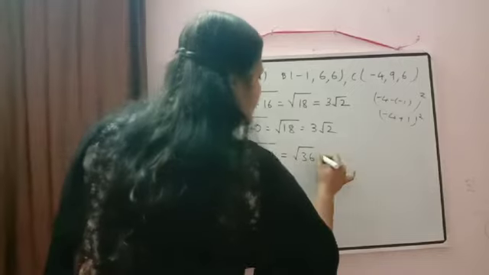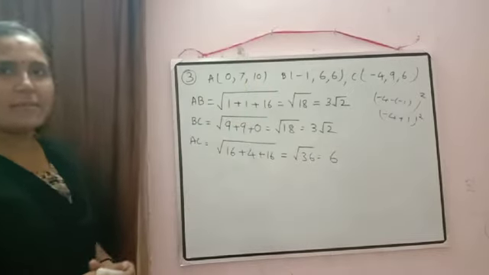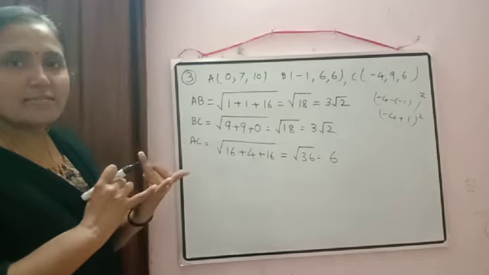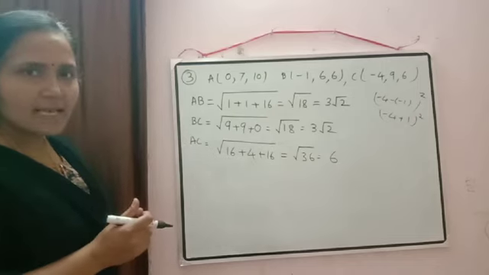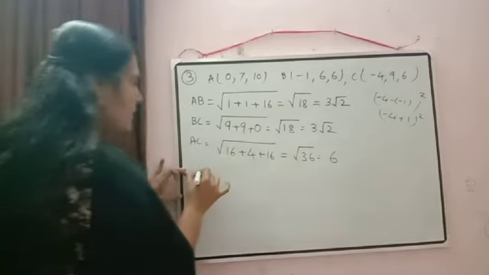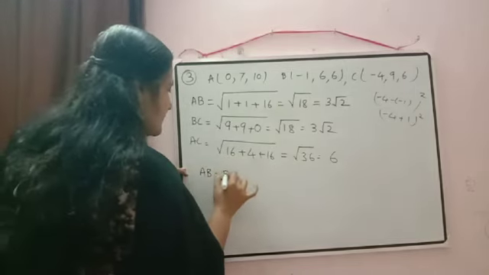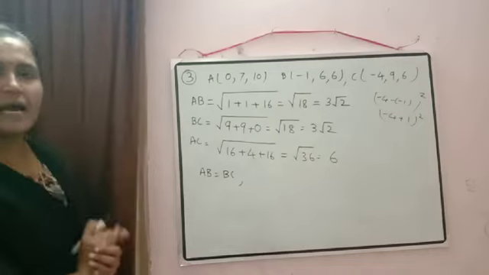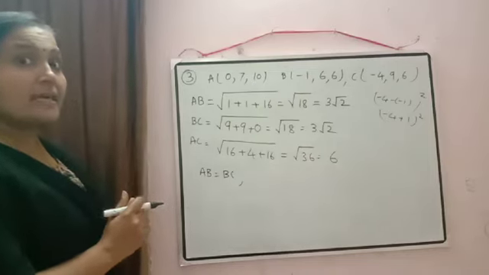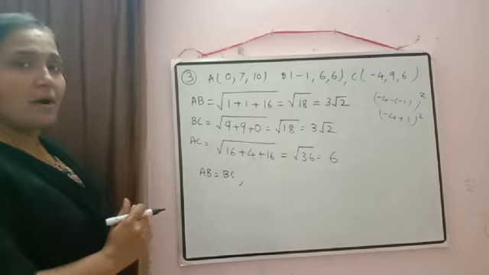Here root 36 can be written as 6. Okay. Now the first thing we have to check is whether it is isosceles or not. Yes, because AB and BC are equal. So AB is equal to BC, and we proved it is an isosceles triangle. Now what do we have to check? Yes, whether it satisfies the Pythagoras theorem or not.